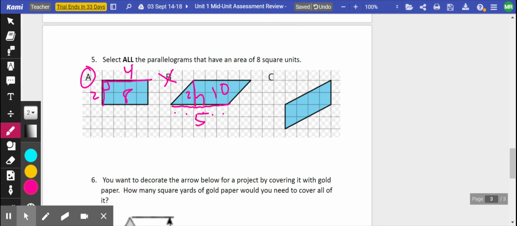And for C, we're going to call these two sides the bases, because we can count on the grid, which means the height will be the line segment that connects those two to make that right angle. The height is 1, 2, 3, 4 units. 2 times 4 is 8. Parallelogram C is also 8 square units.